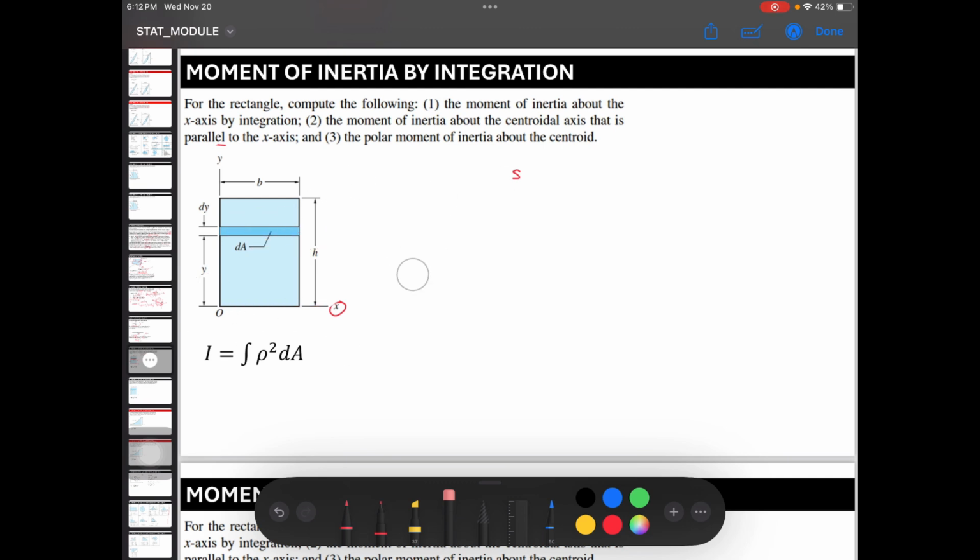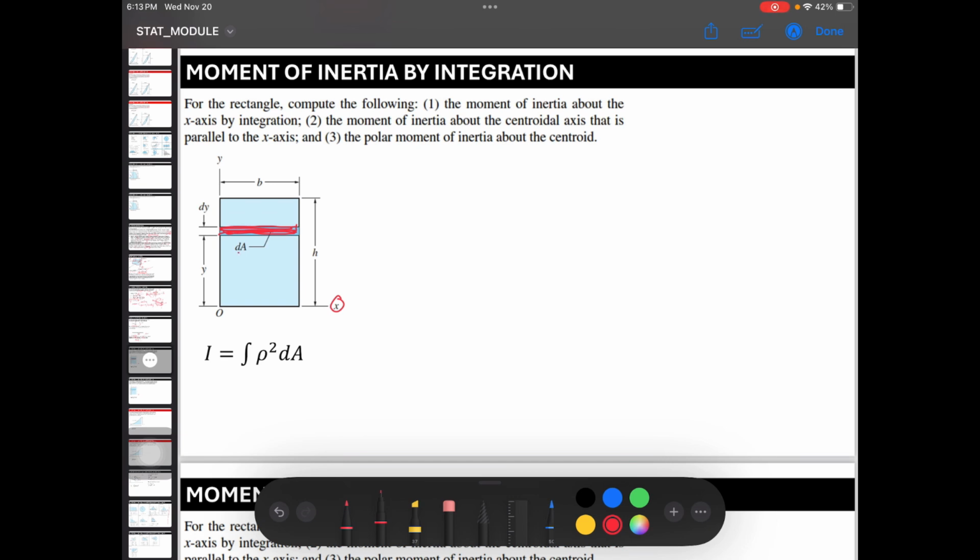Makikita nyo yan further mamaya, kapag nag-composite sections na tayo. Kailangan meron kang mga local axis or centroidal axis and then may global axis ka. Parang AutoCAD lang, no? Okay, let's get the moment of inertia about the x-axis. So, since x-axis, kaya ang ating differential element na gagawin is yung parallel sa x-axis para madali ang dimensioning.